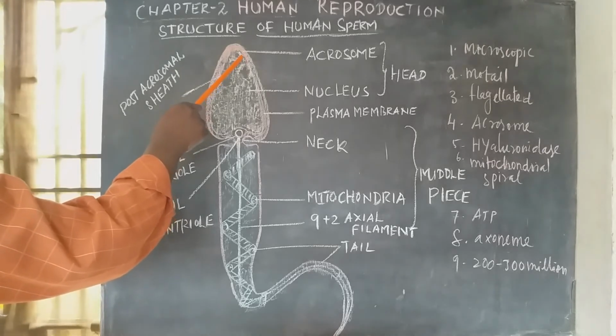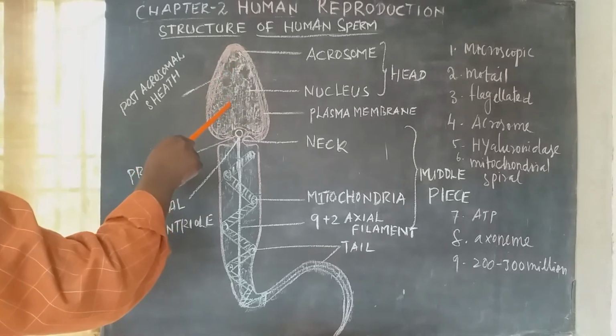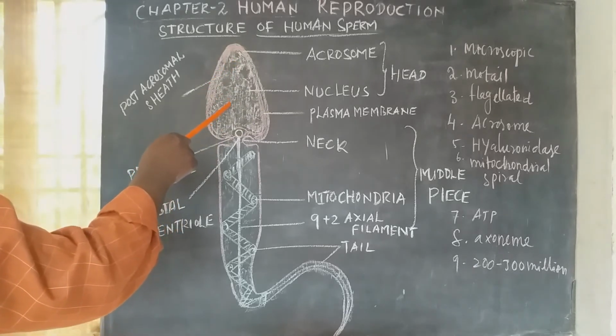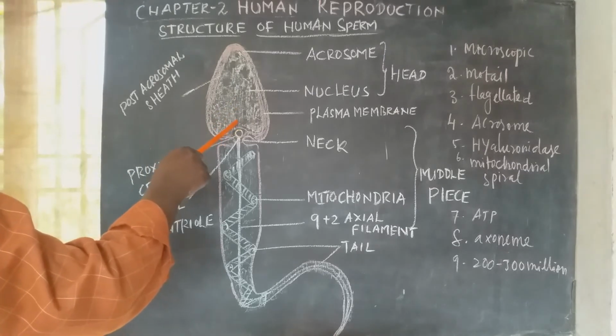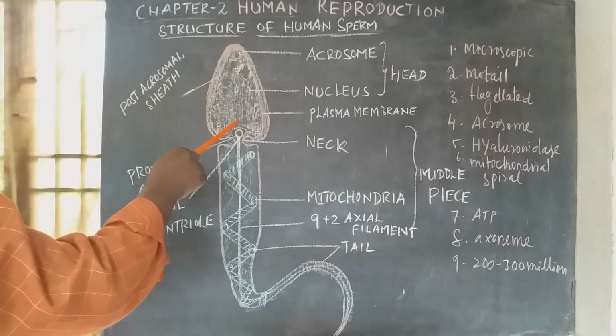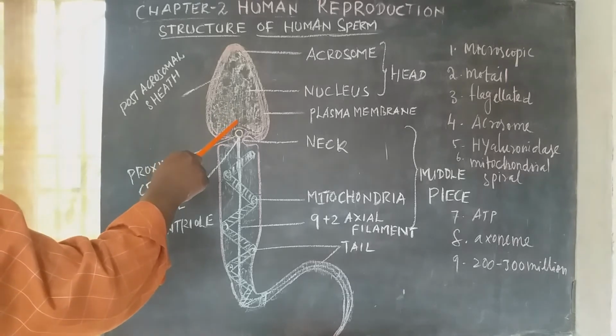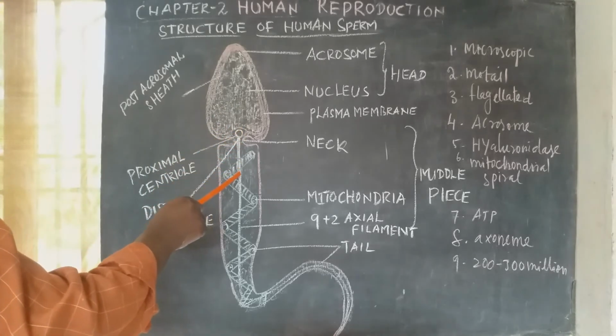The nucleus is flat and oval, and plays a role in the first meiotic division of the zygote. This is very important. The distal centriole gives rise to the axial filament of the sperm.